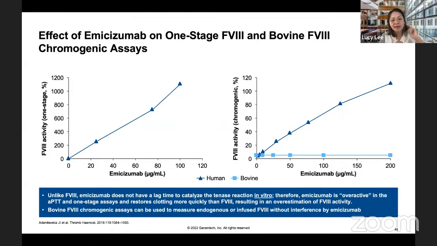So having said that, though, if you got serial measurements using the human chromogenic factor VIII, it can give you some sense of directional change in procoagulant activity or even emicizumab concentration, but they should not be taken to be a precise reflection in the way of equivalence.